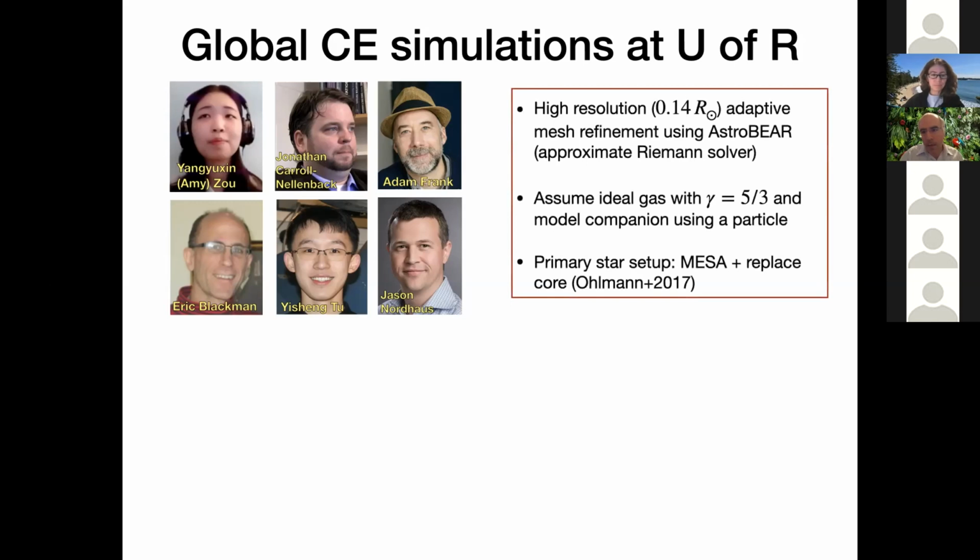And our simulations, these are the basic parameters. We have pretty high resolution. We use adaptive mesh refinement. The code is called AstroBear. So far, the ones I'm going to be talking about today have an ideal gas equation of state with gamma 5/3. And we modeled the companion using a particle like other groups. The primary star is set up using MESA and basically the method of Ohlmann 2017. And so we have a particle replacing the core as well.